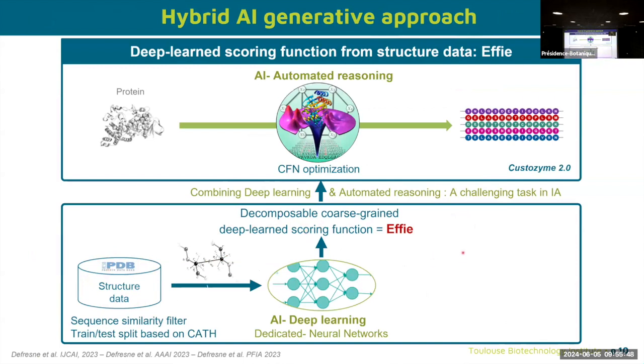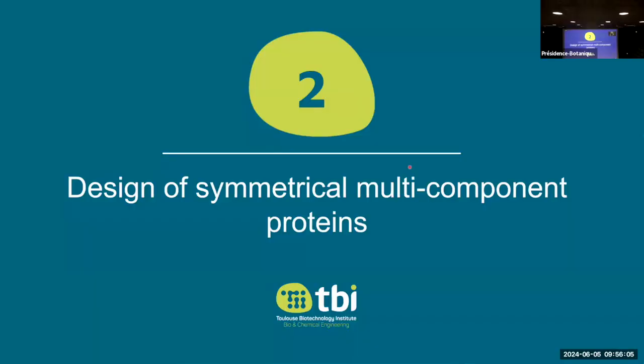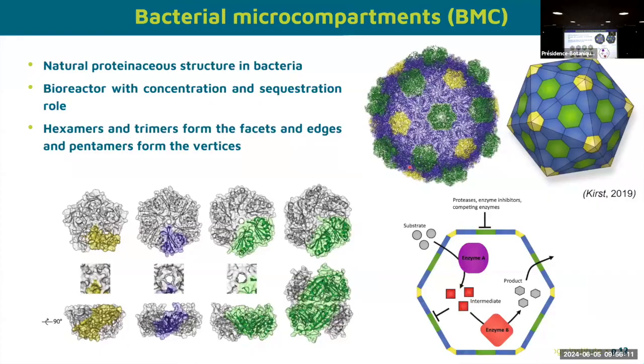So I used this approach to design a symmetrical multi-component protein. The protein that was chosen is involved in objects that we find in bacteria called bacterial microcompartments, which have a role of bioreactor because they sequester the different metabolic pathways to concentrate the molecules involved in the pathway, but also to avoid possibly toxic release of intermediates. And the shell of this object is composed of hexamers and trimers for the facets and pentamers for the vertices.